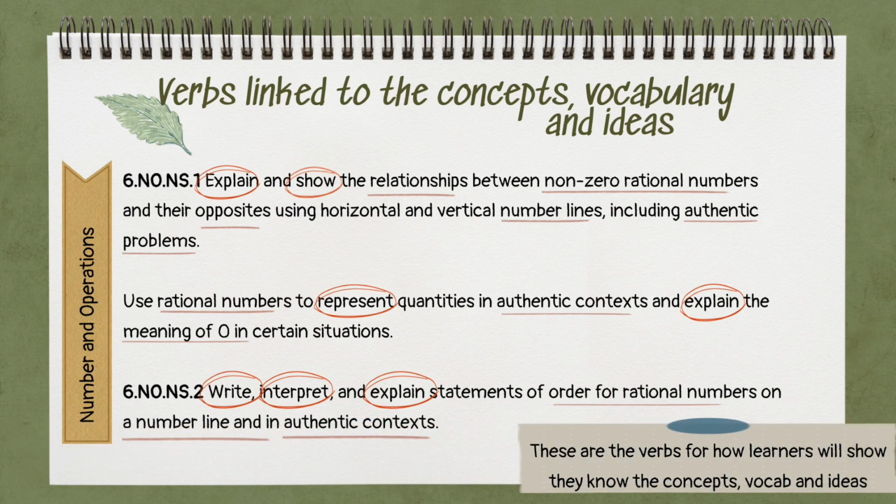So when I circle the verbs, I am showing the verbs, and this is how learners will show they know the concepts, vocab, and ideas. So they not only need to explain relationships, but they also have to show the relationships. I'm representing quantities in authentic contexts. Those quantities are rational numbers. I have to explain what the meaning of 0 is. I need to write, interpret, and explain statements for the order of rational numbers on a number line and in a real context. So there's a lot of things happening within each of these standards, even though they are only sentences long.